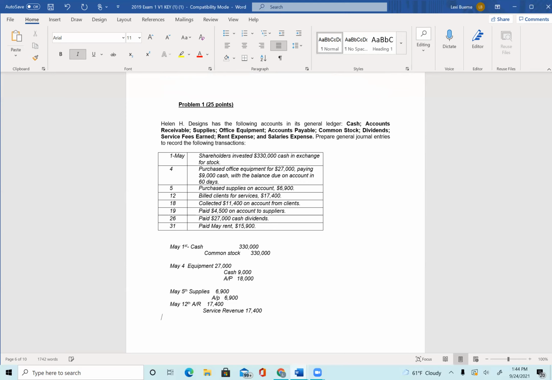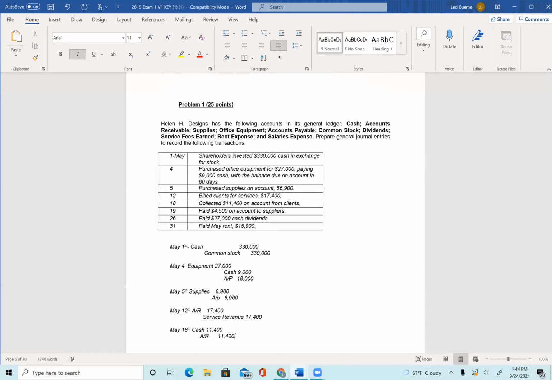May 18th. Put space here so it looks better. Collected $11,400 on account from clients. When you use collected, it's also another keyword for accounts receivable. Since we received that amount, we're going to debit cash for $11,400, and then we're going to credit accounts receivable.